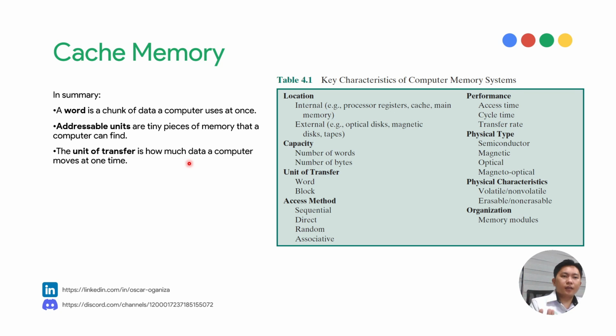So, in summary, a word is a chunk of data the computer uses at once, so typically ngayon, bit or byte. An addressable unit naman is a tiny piece of memory that the computer can find. And the last one is the unit of transfer, how much data a computer moves at one time. So that's some of the important ideas on cache memory: the word or the byte, the addressable units, and the unit of transfer.